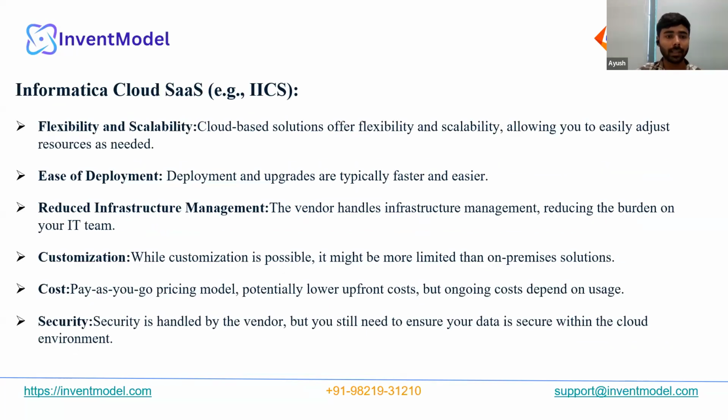But in Informatica Cloud SaaS, we have more features. It provides more flexibility, as it includes multiple services like Business 360, Customer 360, Product 360, and Supplier 360. So we can achieve many things from one simple cloud product. Deployment is also easy. Deployment and upgrades are typically faster and easier.